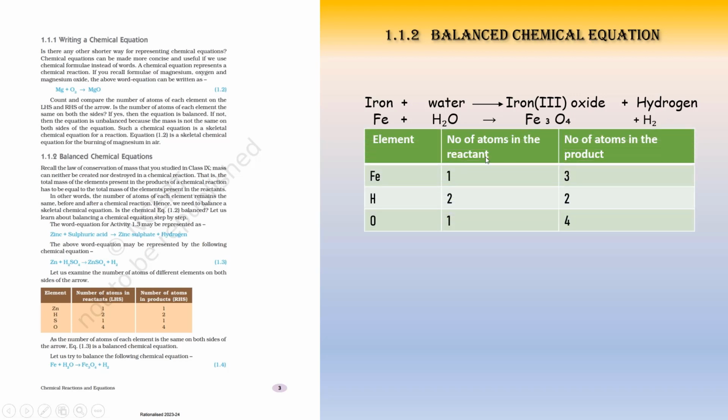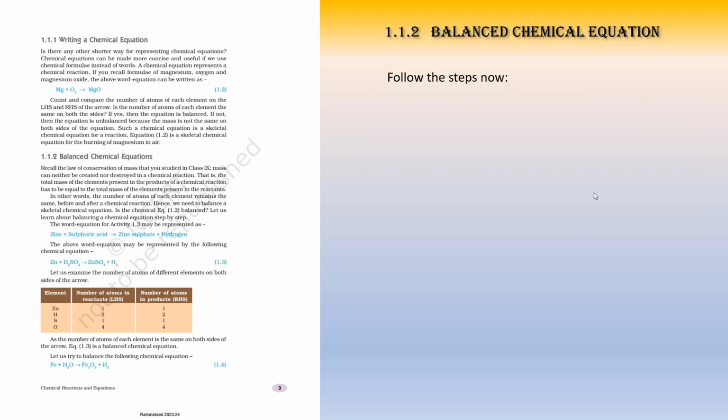Now let's check the box once again. So iron is one atom, while in the product there are three atoms. In case of hydrogen, there are two atoms in the reactants and two atoms in the product. So it is balanced. In case of oxygen, there is only one atom, while in case of the product, there are four atoms. So both for iron and oxygen, there are mismatches. So how will I balance this?